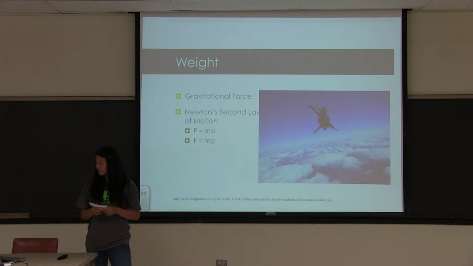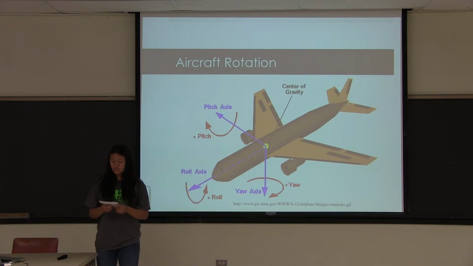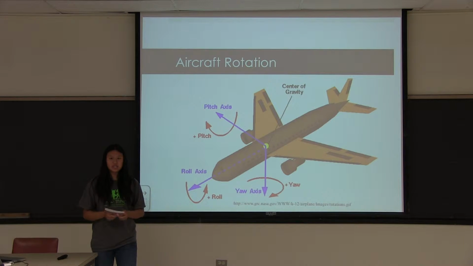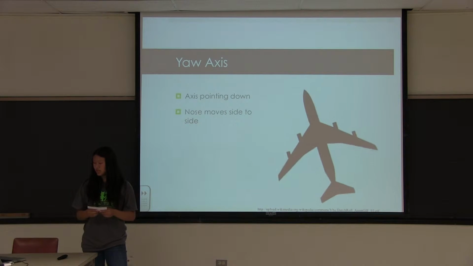Talking about the plane rotating, the airplane rotates around the center of gravity, which is a point where the average mass is. From the center of gravity, there are three axes all perpendicular to one another: the roll axis, the yaw axis, and the pitch axis. When modeling airplanes, you need to take all three into account.